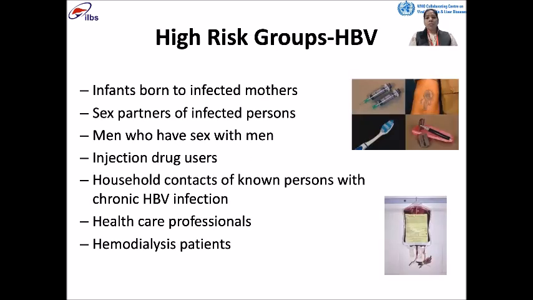So who are the high-risk groups affected with hepatitis B virus? The high-risk groups are infants born to infected mothers, sex partners of infected persons, men who have sex with men, that is homosexuals, injection drug users, and household contacts of people already with chronic hepatitis B virus infection. Healthcare professionals who are continuously with infected patients, and mostly hemodialysis patients, are also at risk. So these are the high-risk groups in which the hepatitis B virus is easily transmitted.